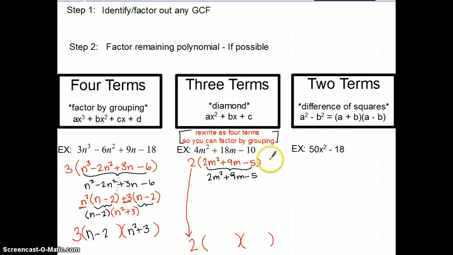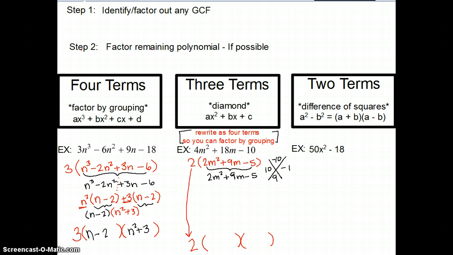Step 1, I need to write my diamond and multiply the leading coefficient of 2 by the constant term of negative 5. That number goes on the top of my diamond. On the bottom of my diamond, I write my middle coefficient, which is a positive 9. On the left and the right, I need two numbers that multiply to a negative 10 and add to a positive 9. Those two numbers are going to be positive 10 and negative 1.